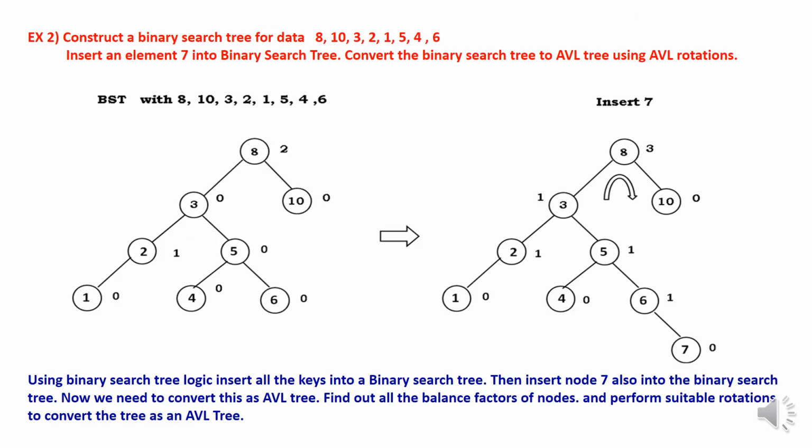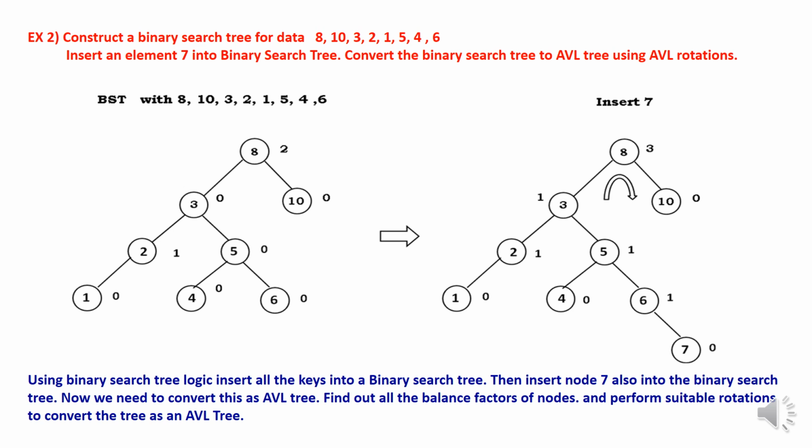Let me explain another example. Construct a binary search tree with data 8, 10, 3, 2, 1, 5, 4, 6. Then insert an element 7 into the binary search tree. Convert the binary search tree into an AVL tree using AVL rotations. First create a binary search tree with 8, 10, 3, 2, 1, 5, 4, 6. We get the first binary search tree. Now insert 7 also into the binary search tree so that we get the second binary search tree.